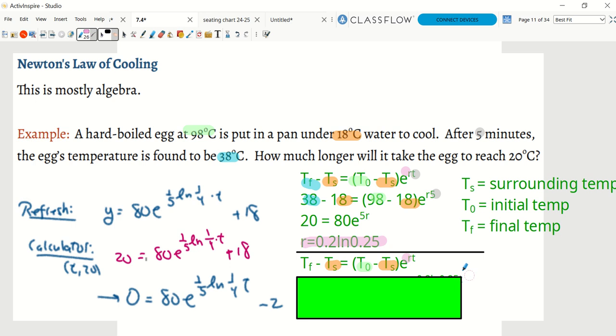Boom. Okay, we now know the R. How much longer? We don't know the T now, because the T was given before to get to 38. But we don't know the T to get to 20, so we leave T blank. Does that make sense? Okay. And TF, we're going to use this hot pink 20 because that's your new final temperature. Does that make sense? Okay. And then you just plug in and solve backwards for T.